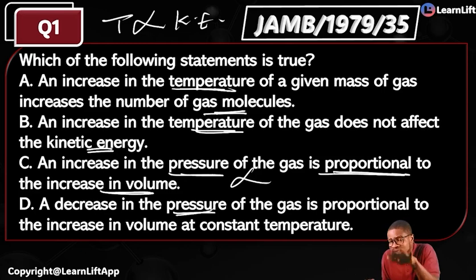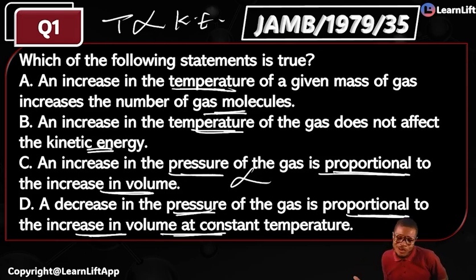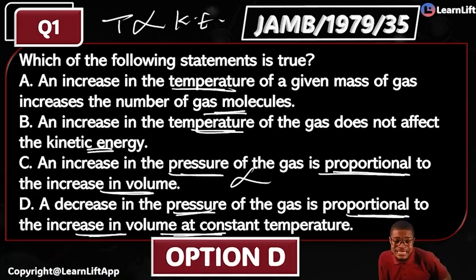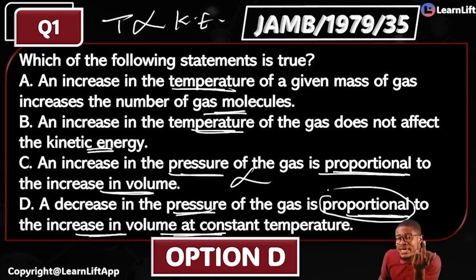Option D says a decrease in the pressure of the gas is proportional to an increase in the volume at constant temperature. That's Boyle's law for you. What is the answer? Option D is the correct answer. I know somebody will say, sir, but they say proportional. They did not use directly proportional.